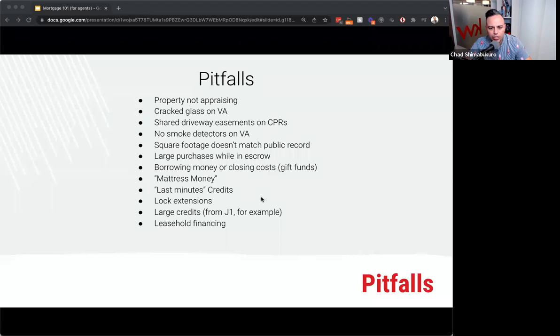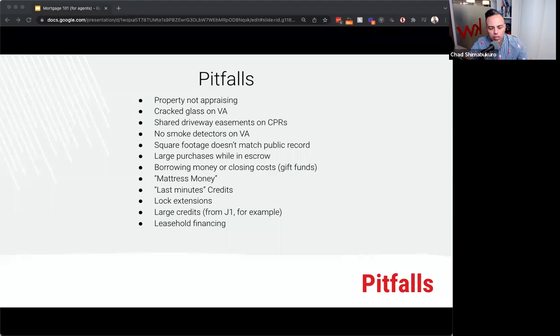Large credits are a potential red flag. Large credits could be like a $10,000 credit, because an underwriter is going to go, wait a minute, what's the $10,000 credit for? Their concern is their investment in the property. So if there's something structurally or safety related wrong with the property, they're going to want to know what that is, and that could be a deal killer too.